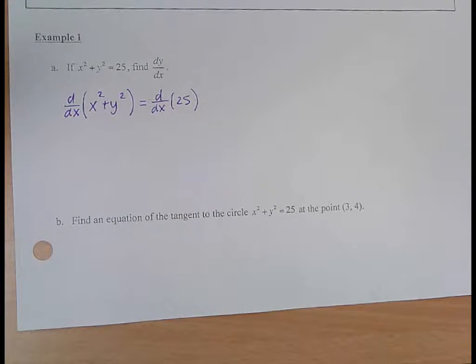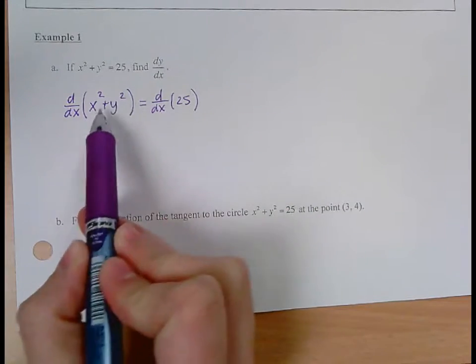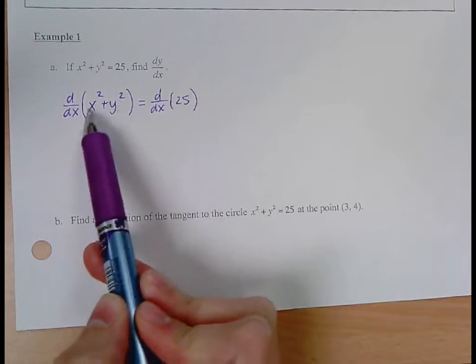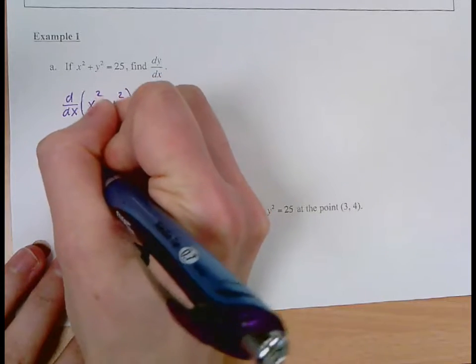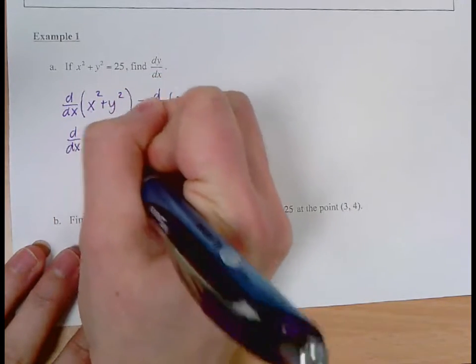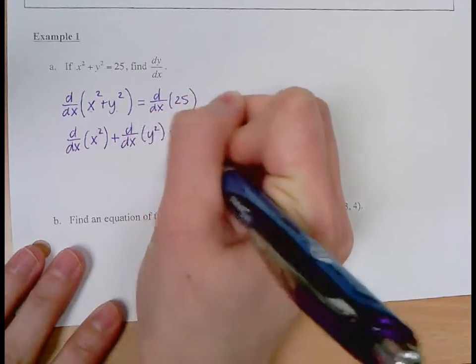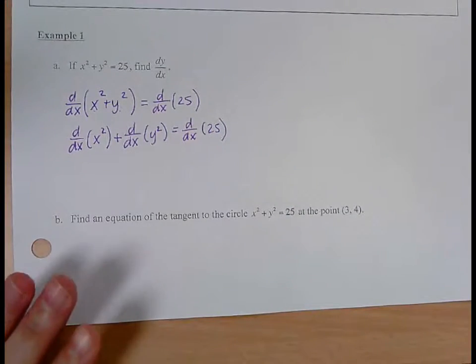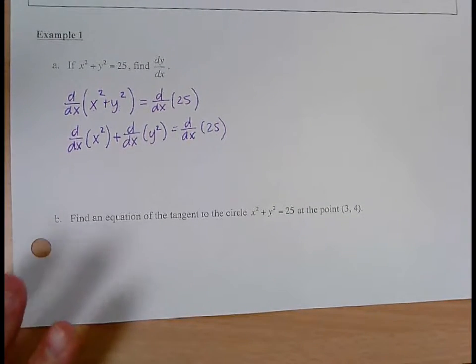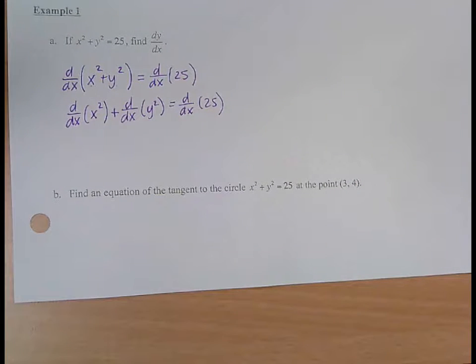And now I'm going to show more for this first one than I would normally show so you can see what we're doing. So on the left side, because I have a sum of x squared plus y squared, I'm really taking the derivative of each term. So I'm taking the derivative with respect to x of x squared and adding the derivative with respect to x of y squared, and that's going to equal the derivative with respect to x of 25. So you're just basically taking the derivative of everything on both sides, but again with respect to x.